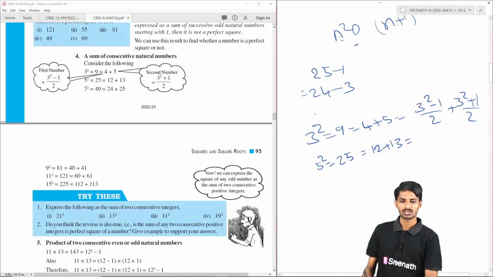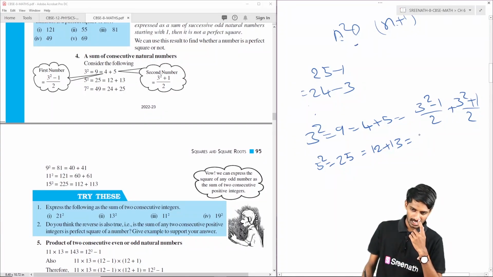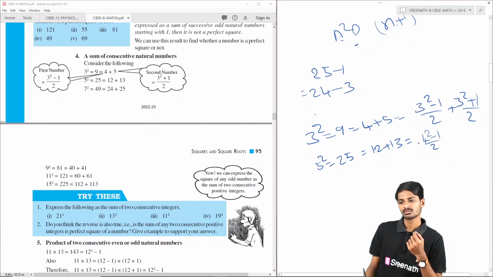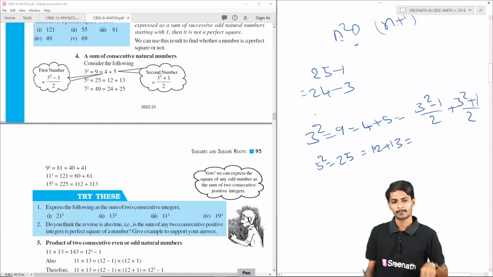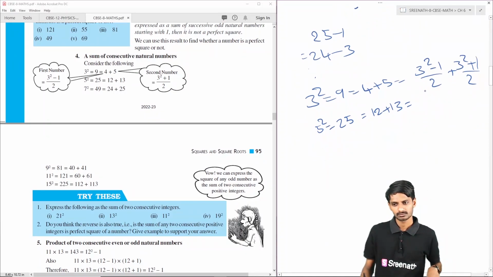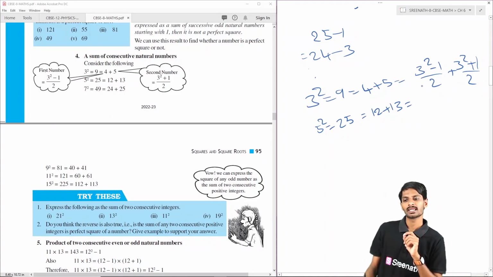How can we write it as 12, students? So we can write it as (4 square minus 1) by 2. So it is not (4 square minus 1) by 2. So 3 square is 9, 9 minus 1. So 5 square.